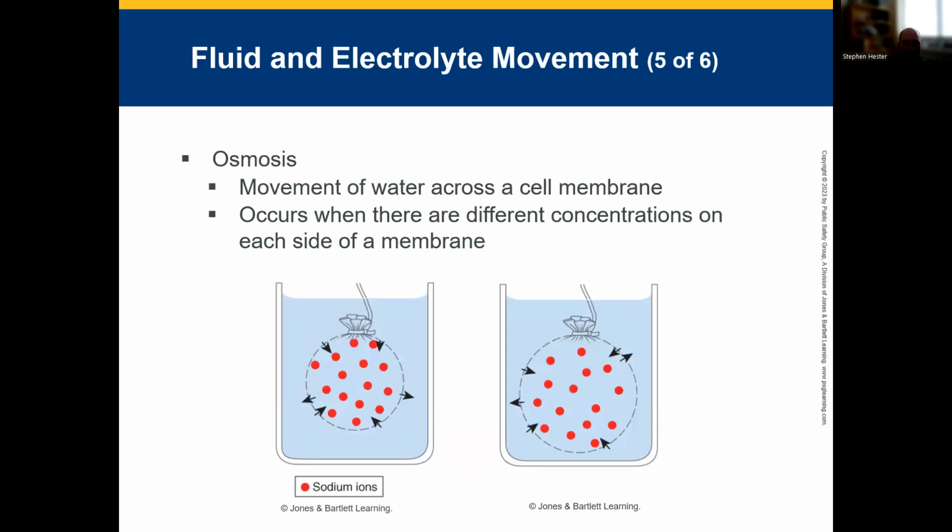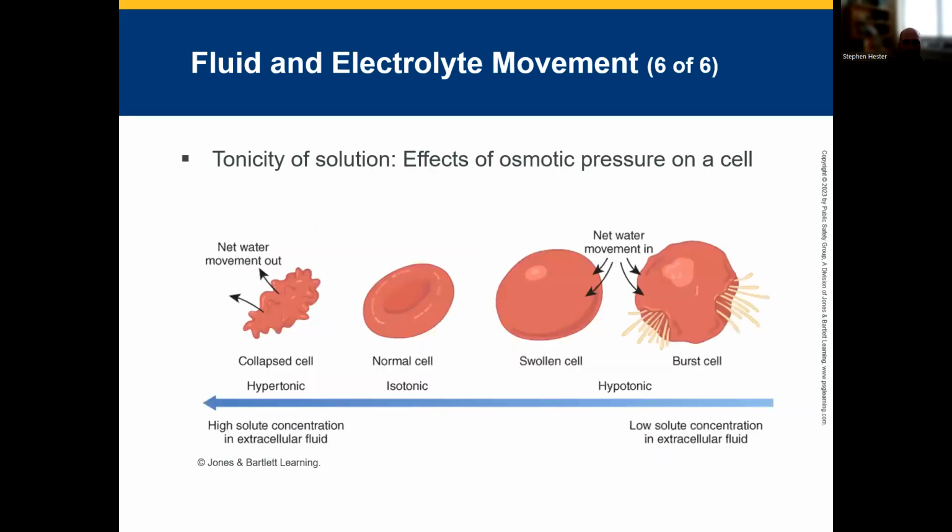All right, osmosis is the movement of water across the cell membrane. It occurs when there are different concentrations on each side of the membrane. So if a solution is isotonic in the middle, the cell stays normal size. As it becomes hypotonic, it swells the cell itself, and then eventually the cell bursts. As it becomes hypertonic, or high solute concentration, it causes the cell to collapse and it's non-functional.